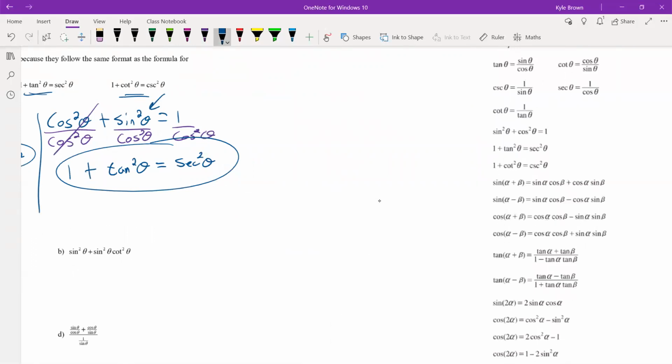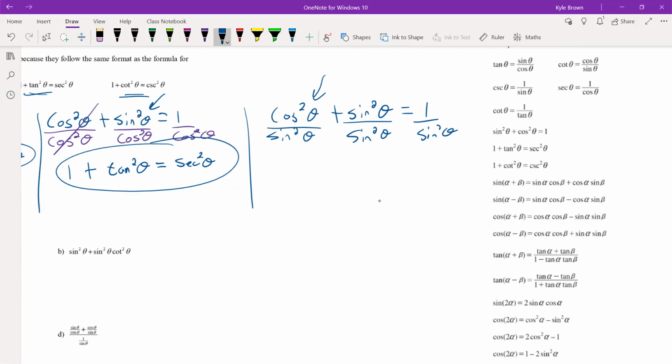And then just for the next one, it's very similar. So if we start off with cos squared theta plus sine squared theta is equal to 1, and instead of dividing everything by cos squared theta, we divide everything by sine squared theta, then we end up with cos squared theta over sine squared theta, that's cotan squared theta, plus 1, is equal to 1 over sine squared theta, which is the same thing as cosecant squared theta.